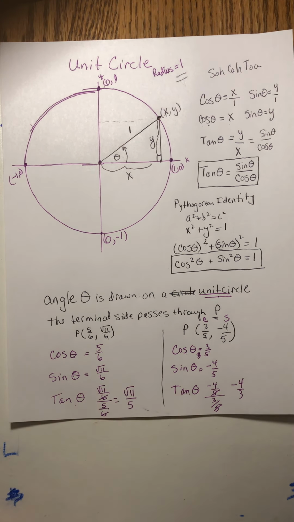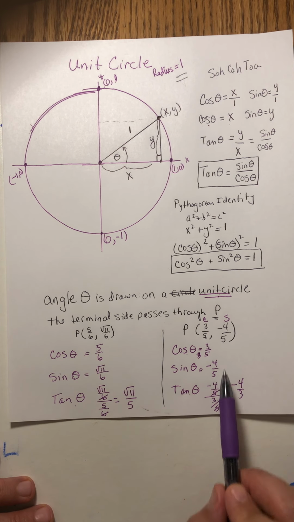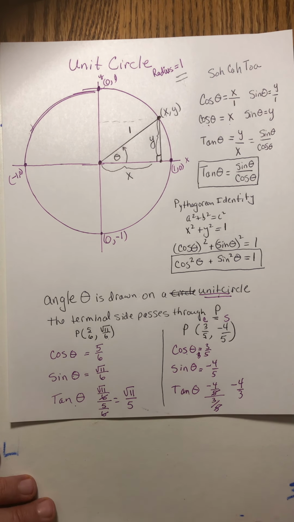By the way, what quadrant is this? This is positive cosine, negative the sine. So this is in quadrant 4. Tangent's negative in quadrant 4. We're going to do that next. Okay. New sheet.